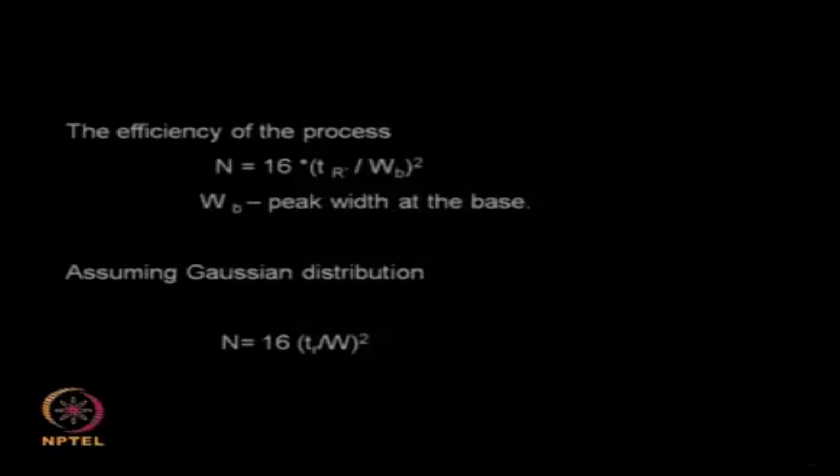So there is something called the efficiency of the process, or the number of theoretical plates. The number of theoretical plates is given by n equal to 16 (Tr divided by Wb) whole squared, where Wb is the peak width at the base. We are assuming a Gaussian distribution here, do not forget that. There are different types of equations available depending upon whether we are measuring the base width or the width at half maximum and so on.